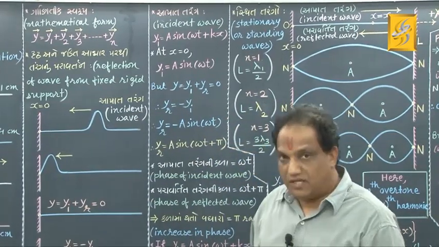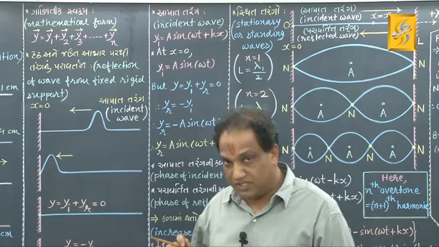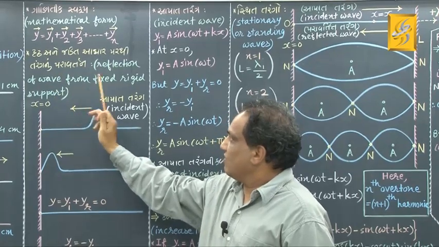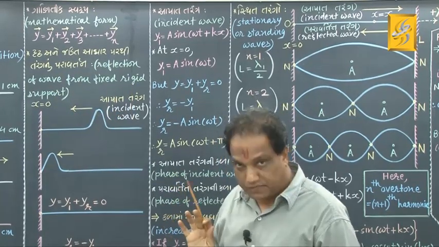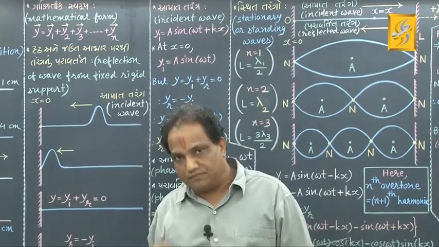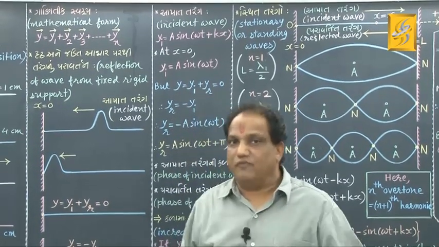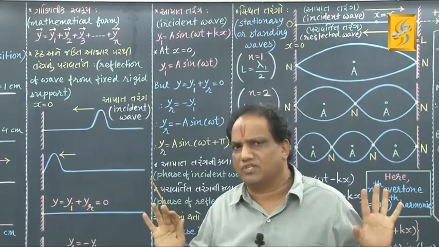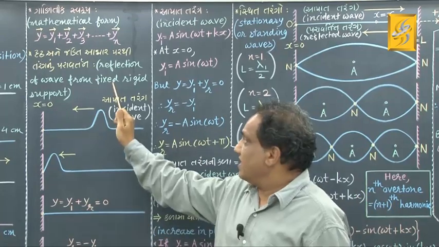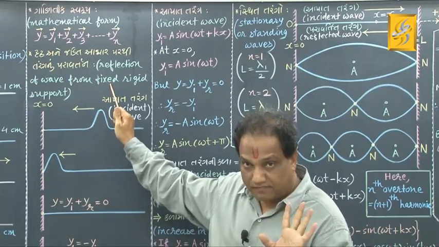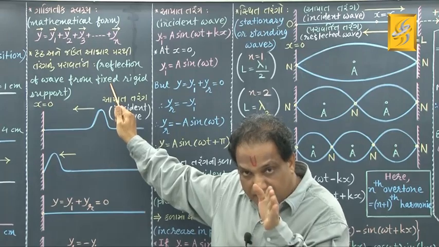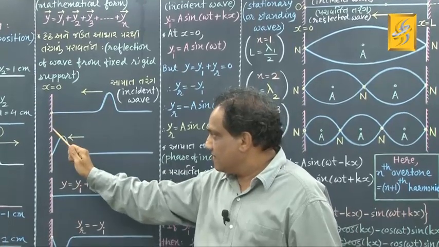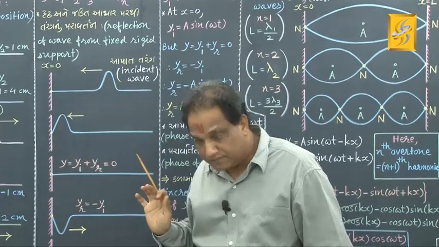Now we go for another very important theory. What is it? Look. Reflection of a wave from a fixed rigid support. What do you mean by rigid support? Rigid support is that which does not vibrate at all, correct? In which there is no deformation at all, correct? And fixed means not movable. It remains at the same position. Okay, fine. Consider this wall as a fixed rigid support.